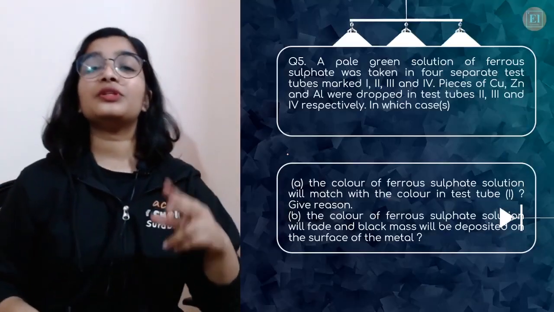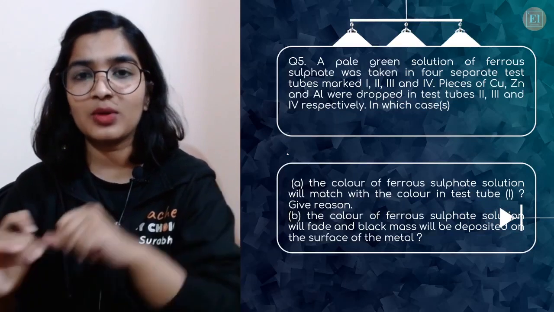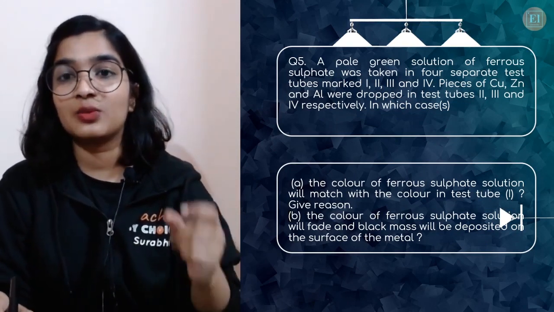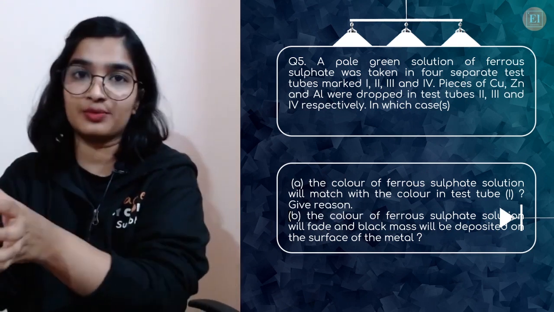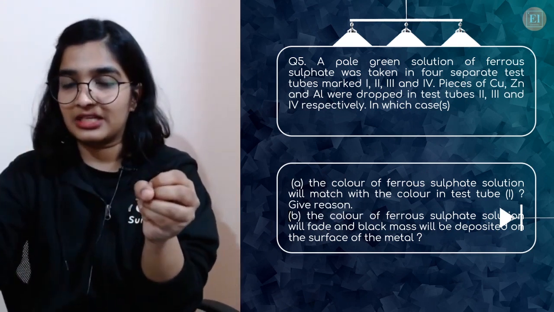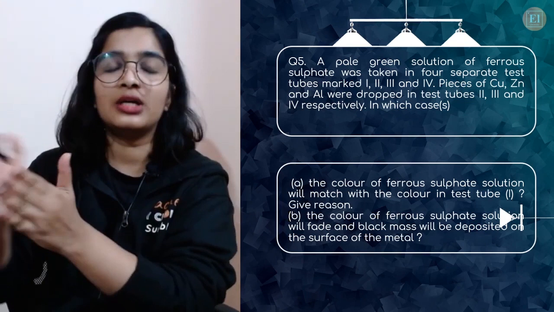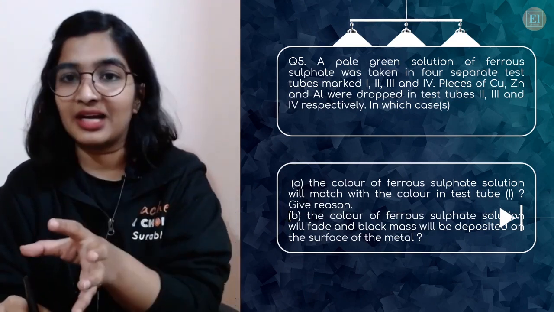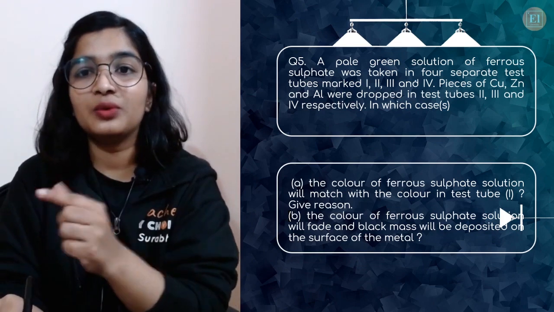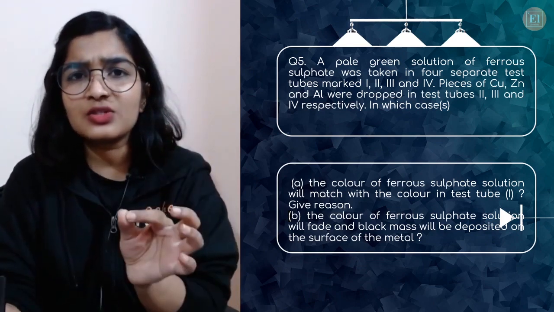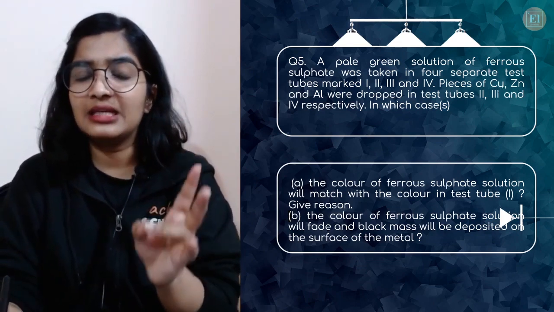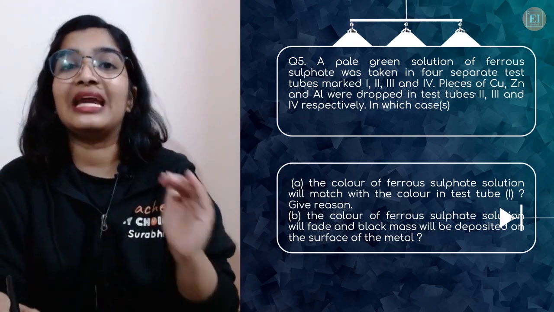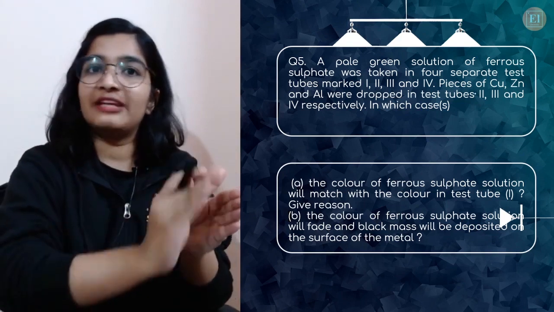Next question. This is a 2 marks question. A pale green solution of ferrous sulfate was taken in 4 different test tubes. And the test tubes were, obviously you need to mark them, otherwise you will get confused. So 1, 2, 3 and 4. Pieces of copper, zinc and aluminium were dropped in test tubes 2, 3 and 4. So test tube 1 has only ferrous sulfate.